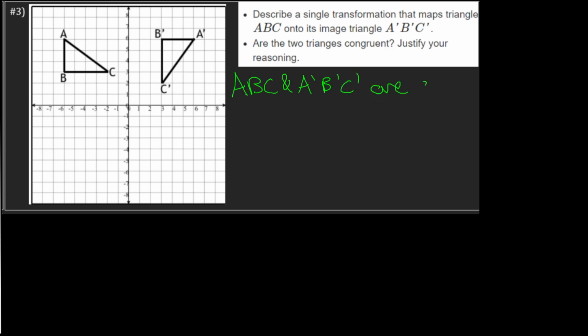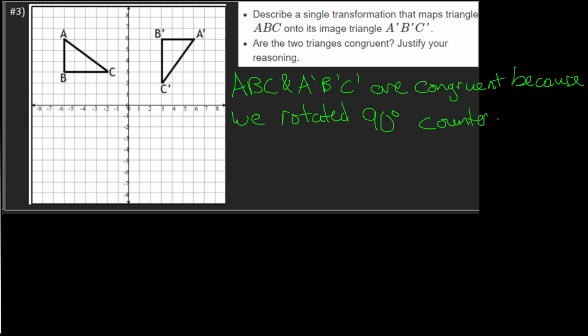So I can say are congruent, and I can say because. Make sure you have a reasoning. So we say we can rotate, rotated 90 degrees counterclockwise around the origin, which is that point 0, 0.